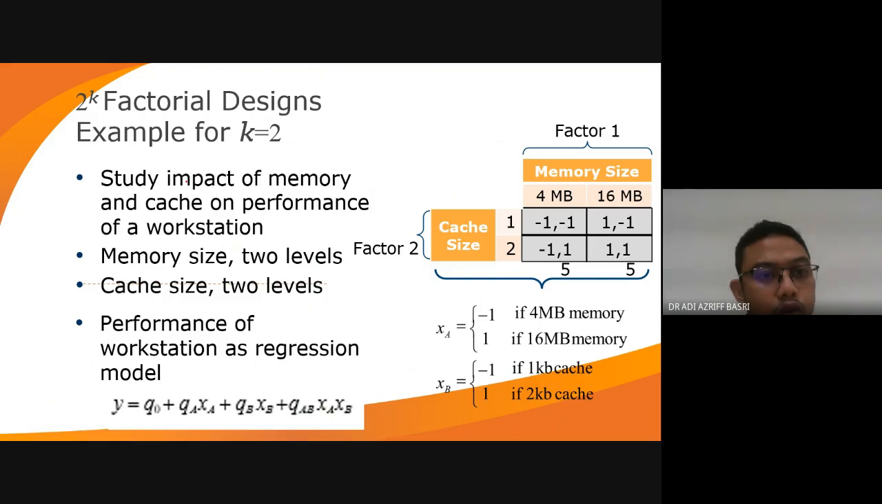So for the 2^k factorial design example, for instance, to study the impact of memory and cache on the performance of workstations. You have memory size with 2 levels, cache size with 2 levels, and the performance of the workstation, and regression. If you look here, you have memory, for example, 4 megabytes, 16 megabytes, cache of 1 KB, 2 KB. So for XA, you have from 1 to -1: -1 if it is 4 megabyte memory and 1 for 16 megabyte. For XB is 1 to -1: -1 if 1 KB cache and 1 for 2 KB.